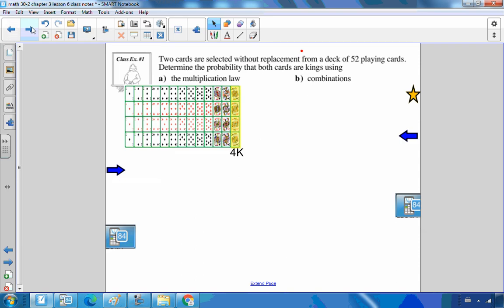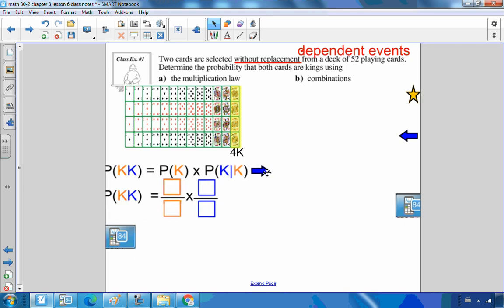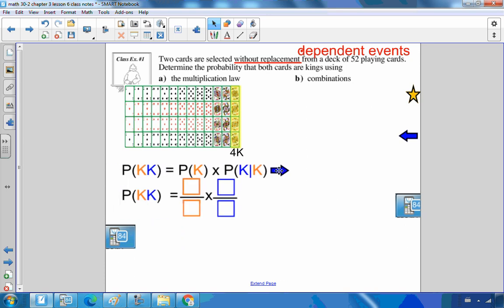Okay, let's try an example. We have 2 cards that are selected without replacement. As soon as I hear without replacement, I know they are dependent events. So the second card depends on what the first card was. We want to determine the probability that both the cards are kings. So we're going to do this with the multiplication law and with combinations. So there are 4 kings in the deck. I'm doing this without replacement, so let's look what that would look like.